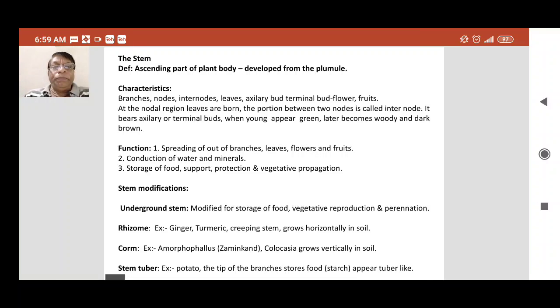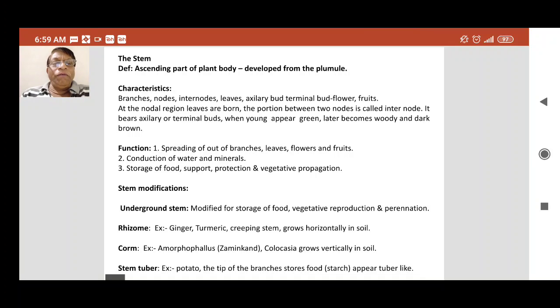Stem. The stem is the ascending part of the plant body. How to define stem? Stem is defined as the ascending part of the plant body. It always develops from the plumule.